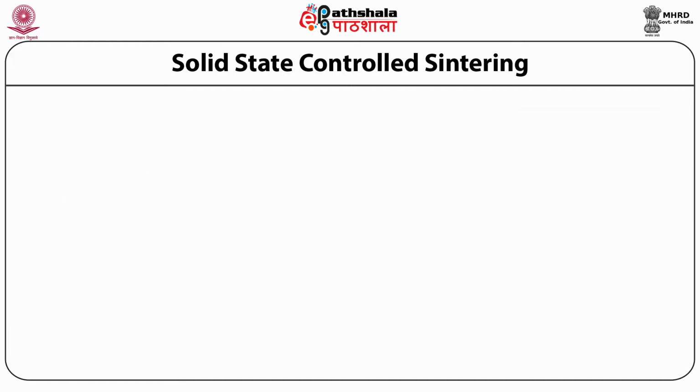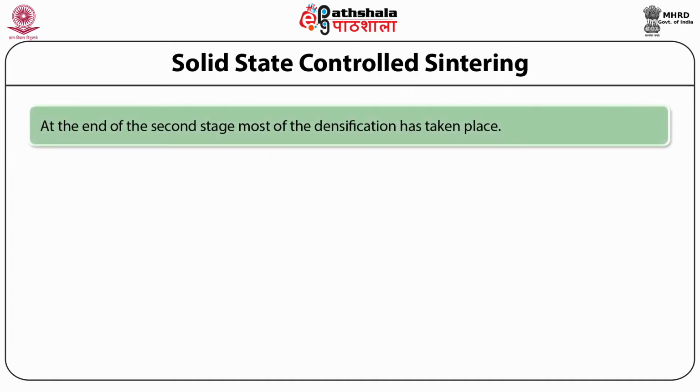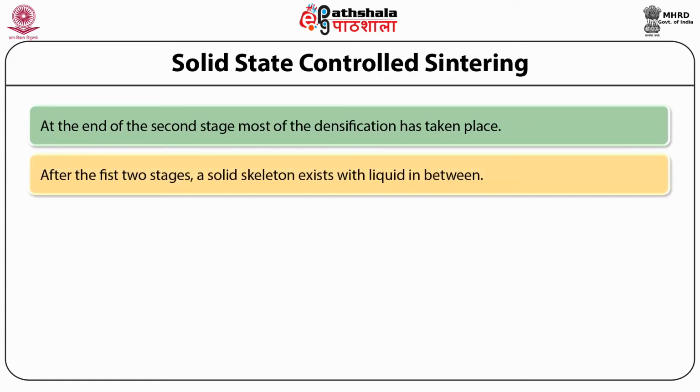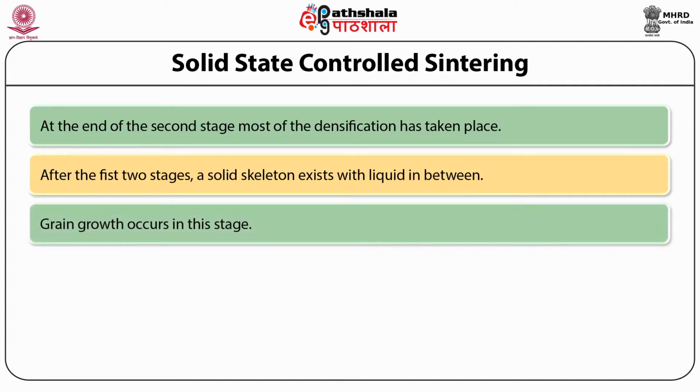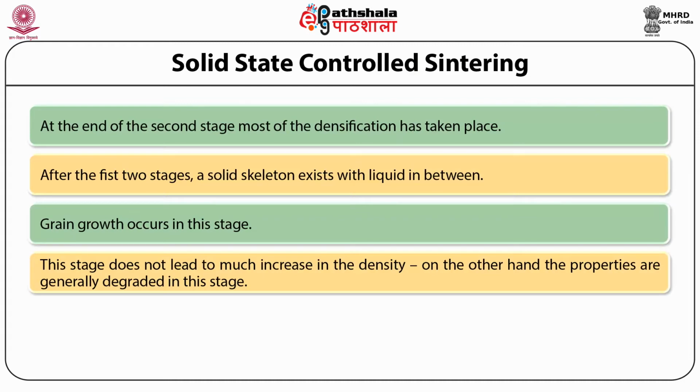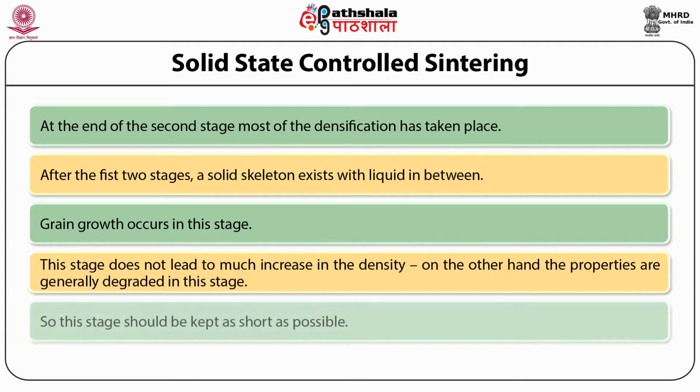Now the last stage is solid state controlled sintering. At the end of the second stage, most of the densification has taken place. After the first two stages, a solid skeleton exists with liquid in between, and further sintering can now occur by solid state diffusion, while some solution reprecipitation process continues. Grain growth occurs in this stage, and this stage does not lead to much increase in the density. On the other hand, the properties are generally degraded in this stage. So this stage should be kept as short as possible.